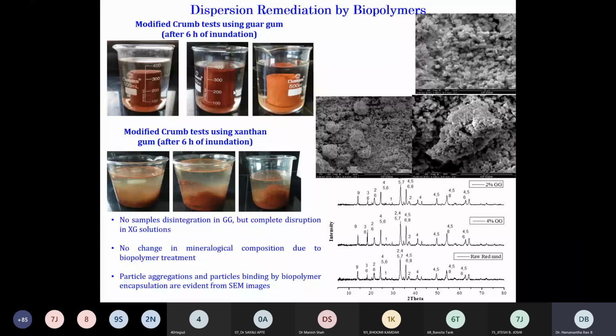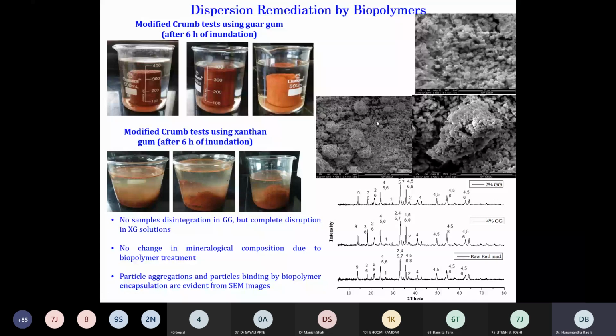To understand the mechanism going on inside when you add the biopolymer to the waste material, it was observed by recording scanning electron microscope images. Here you can see some kind of particle aggregation. This aggregation is typically because of the addition of the biopolymers. A close examination also shows that each particle is coated with the biopolymer, which is advantageous. And this is a physical phenomenon.